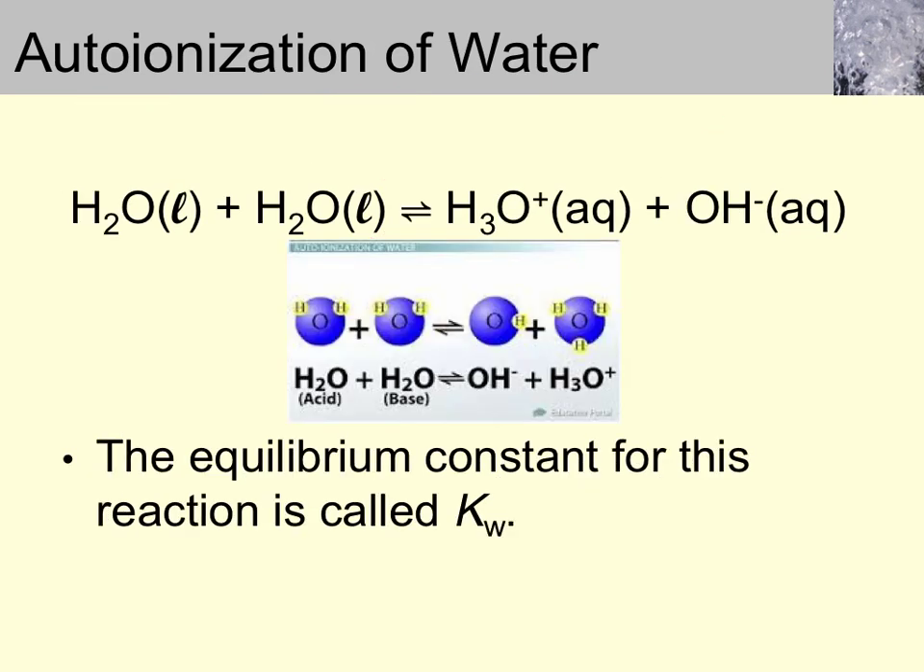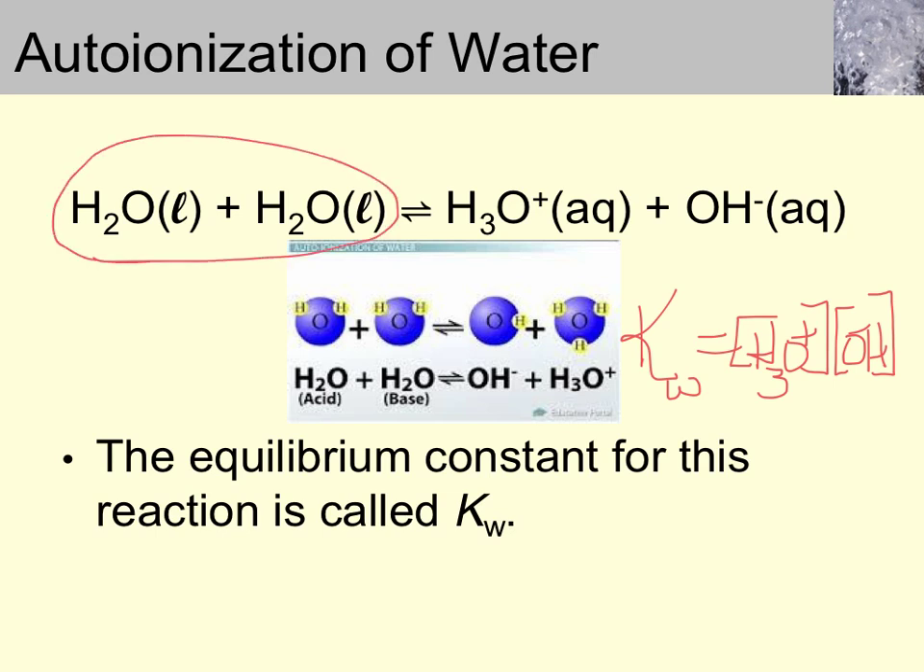Like any equilibrium, there is a K value or equilibrium constant value associated with this, and it is called Kw, the equilibrium constant of water. If you were to write the expression, it would equal the concentration of the hydronium ion, which is one of the products, times the concentration of the hydroxide ion, and there'd be nothing in the denominator. Why? That's because the reactants, which normally go in the denominator, are both pure liquid water, and that gets left out of the equilibrium expression. So here's the expression for Kw.